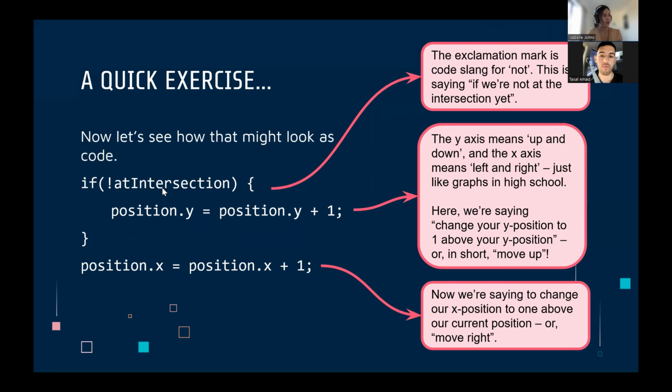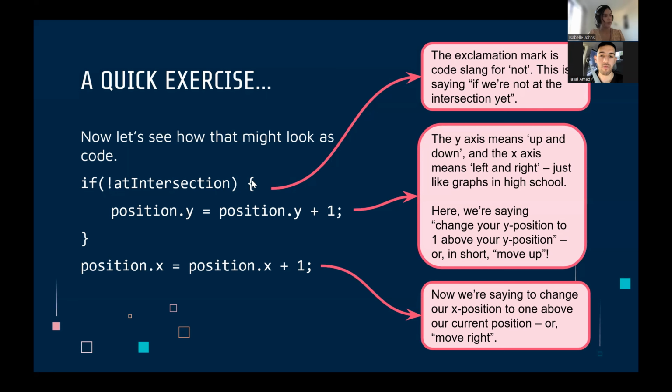So if we're not at the intersection yet, then we're going to change the y value of our position to the same value plus 1. And if you remember from high school maths, hopefully, in a graph we have a y-axis and an x-axis. The y-axis is going to be our up and down, and our x-axis is going to be our left and right. So what we're doing here is basically saying, if you're not at an intersection yet, keep adding 1 to your y value. So he's going to keep going up.